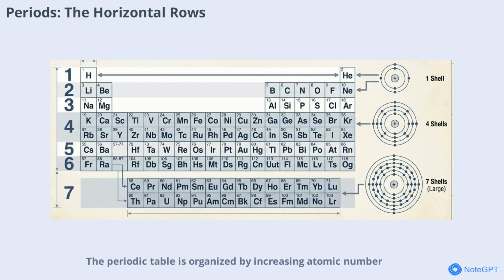The periodic table is organized by increasing atomic number, but there's more to its structure. The horizontal rows are called periods. Each period corresponds to the number of electron shells an atom has. As you move down the table, atoms gain more electron layers and become physically larger. This organization helps us predict how elements will behave and interact with others, making the table a powerful tool for scientists.